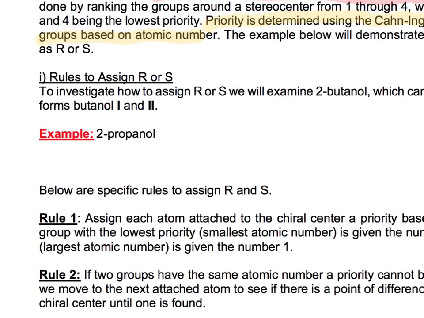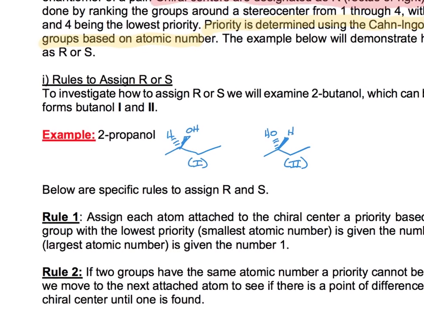We've used this example in the past. We've got 2-propanol, and it comes in 2 forms. Here's one where we're going to have the OH coming out at us. We'll call this compound 1. Or the other, where the OH is going back, and we'll call this compound 2. For this discussion, we're going to focus on compound 1. So we're going to follow the following rules to assign R and S.